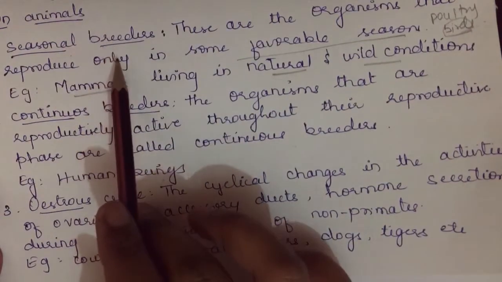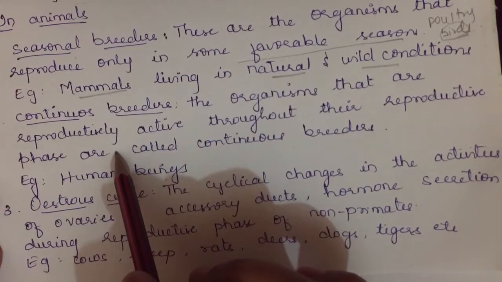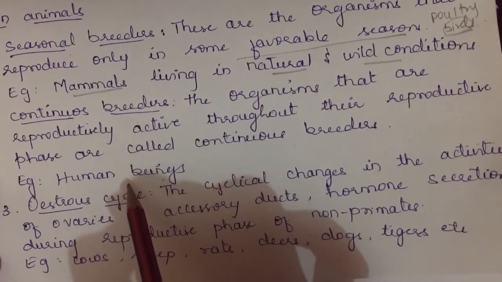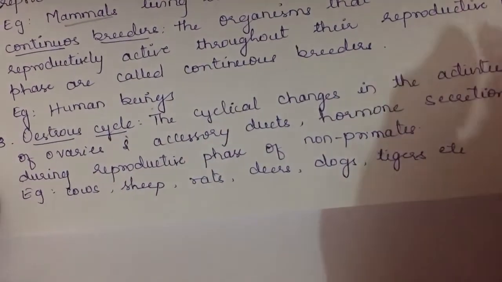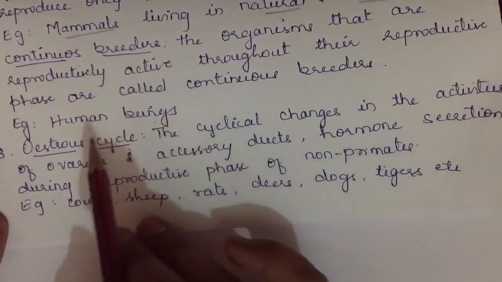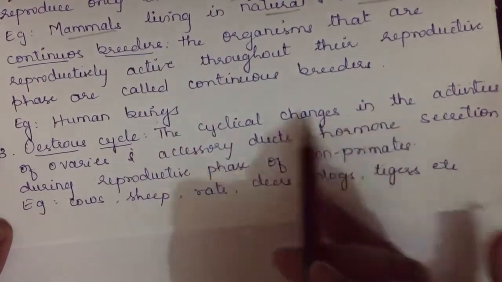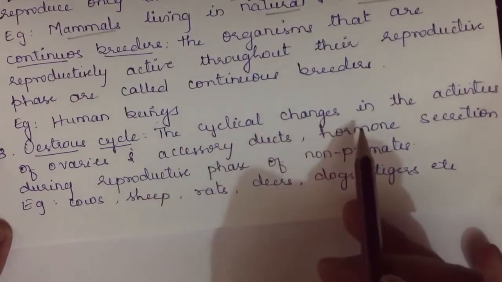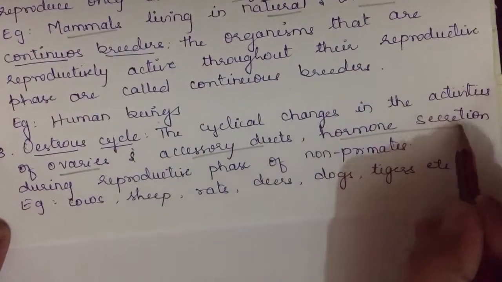Now these are the two types of breeders, seasonal breeders and continuous breeders. We have got this question for 2 marks to differentiate. So the differences between these you must know. Further, we have the estrous cycle, and one more is the menstrual cycle. Estrous cycle: the cyclical changes in the activities of ovaries, accessory ducts and hormone secretion.